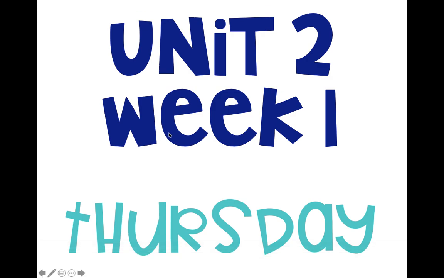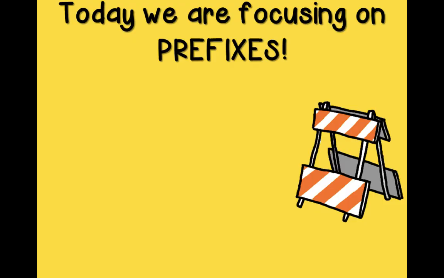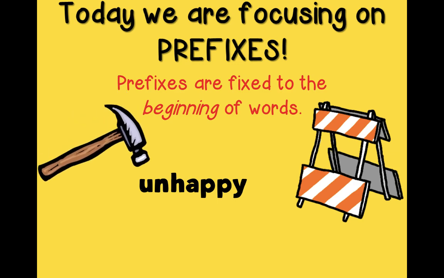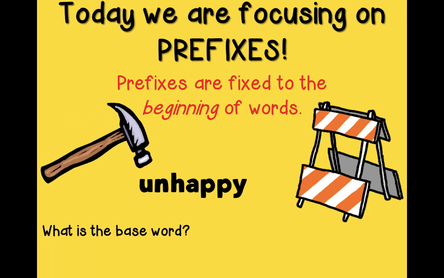So this week you've been talking about prefixes and context clues, and that's what we're going to talk about today. So today we're going to focus on prefixes, and prefixes are fixed to the beginning of words. We add them to the beginning of words. So if we look at the word unhappy, what is the base word in the word unhappy?